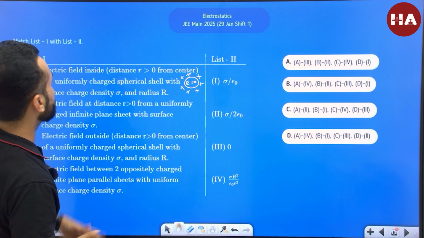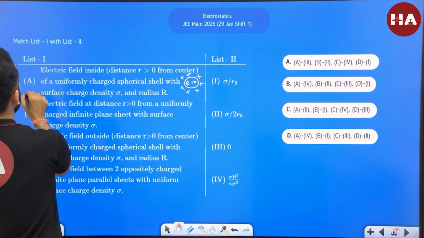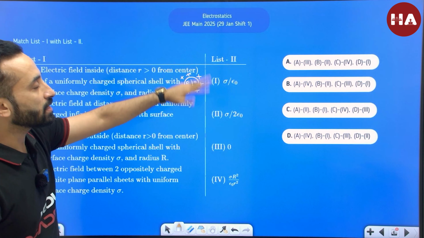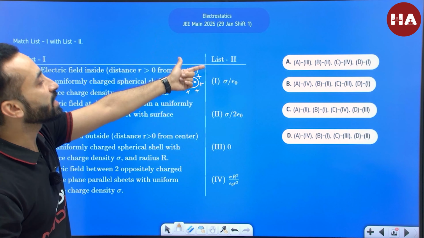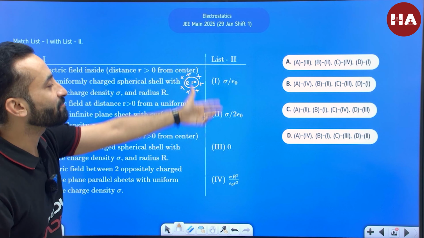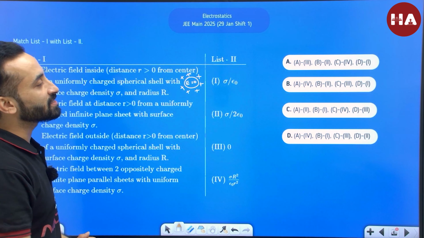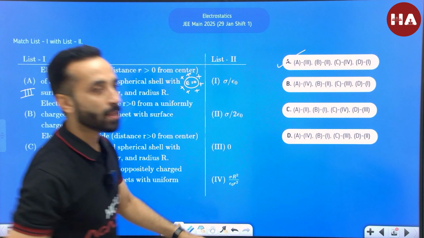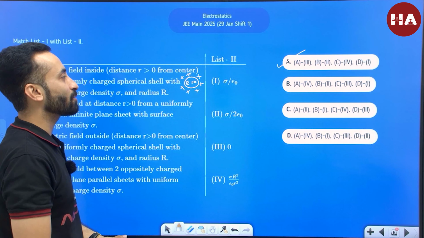So electric field is 0, so with option A we will definitely match option 3. Let's check which one is matching A with 3, and we'll discard the other options. So A is matching with 3 in first, and in fact it's not matching in any of the other options. That means the correct answer is A. Of course we know the answer right away, but still let's just cross check all the other options as well.